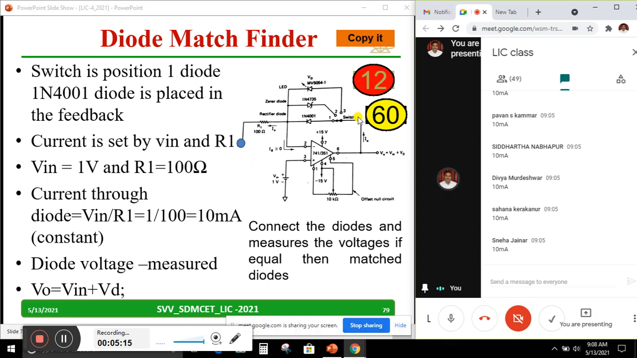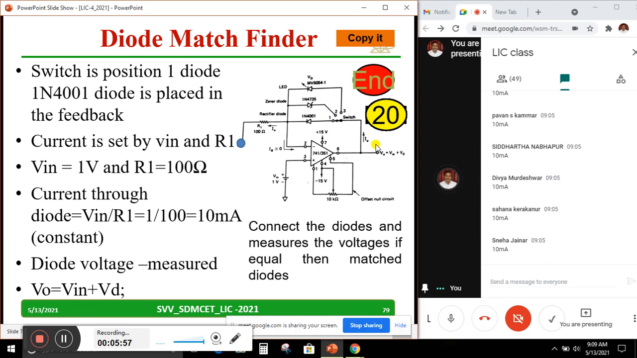Voltages I am measuring, and the voltages are the same, Vd. Remember the current is the same, that's why I am saying if the voltage is the same, the diodes will be the same. This is the way how I can get a matched diode, which is useful for so many experiments where I need exactly similar diodes, if I am connecting in a particular fashion or in some other applications. That time I can make use of this circuit to find the matched diode. So let me go to the next.